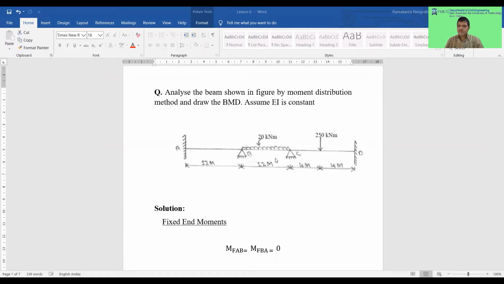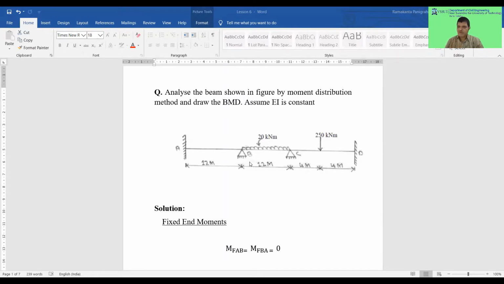We have seen the steps in the moment distribution method: we calculated the fixed end moments, we calculated the stiffness of the members, and we calculated distribution factors. Then we balance, release and unrelease these joints, and do carryover and balancing of these joints till the values become negligible. Then we sum up the moments in each column for the final moments. So let us do some problems.